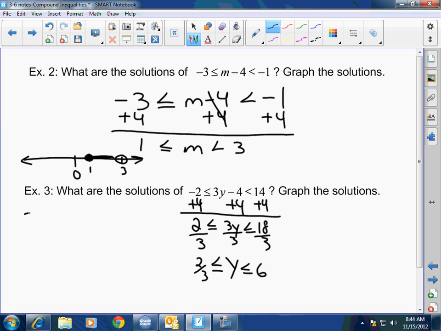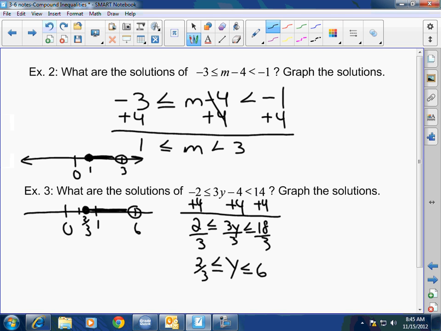Okay, so now I've got my 0, I've got my 1, and I've got a 6. There's half, 2/3 is about right there. So y is greater than or equal to 2/3 to the right, but it's less than or equal to 6 to the left. So how would I read this correctly? Because yeah, open circle. How would I read this correctly then?